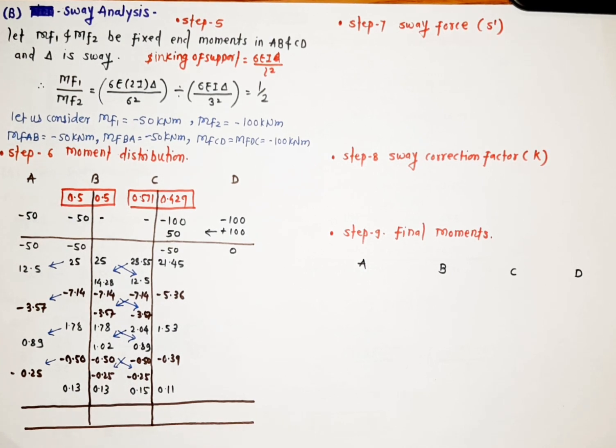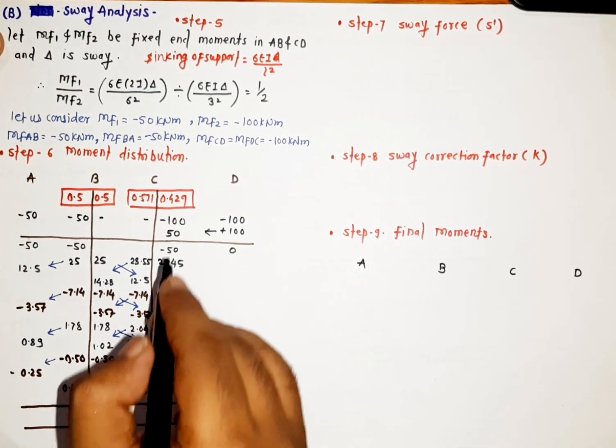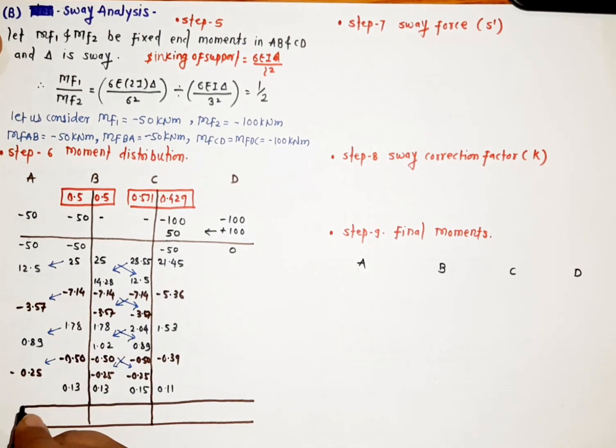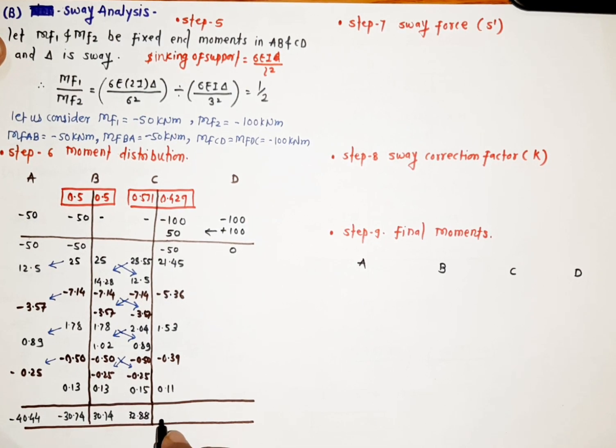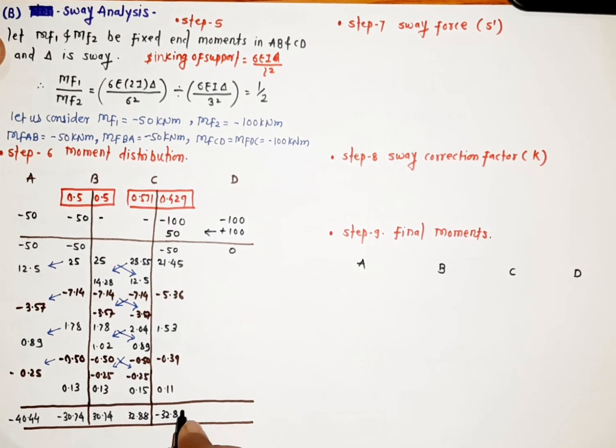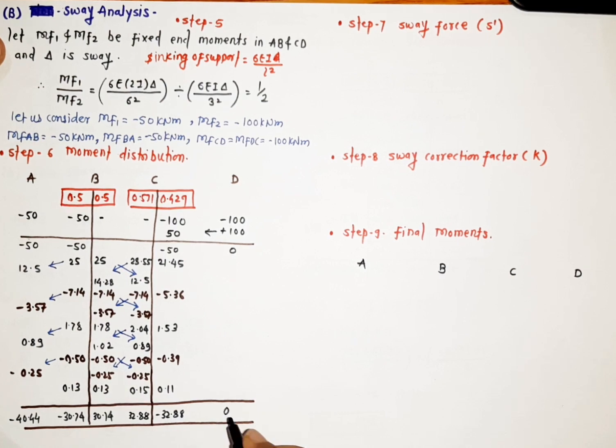That means from 50 to this point, from this line to this point, all the columns are going to be added. This comes to minus 40.44, this comes to minus 30.74, 30.74, this will be 32.88. I think this will be again minus 32.88, and this will be 0. So this is all about moment distribution.